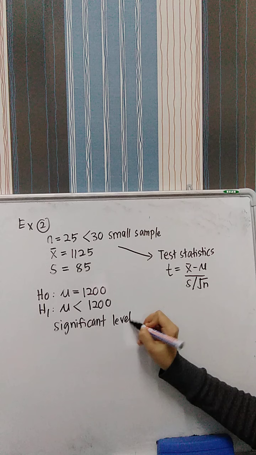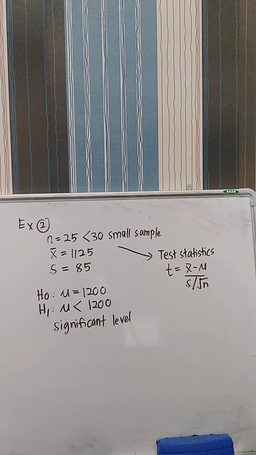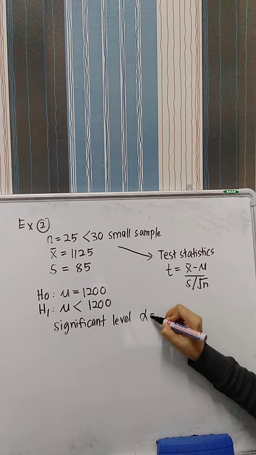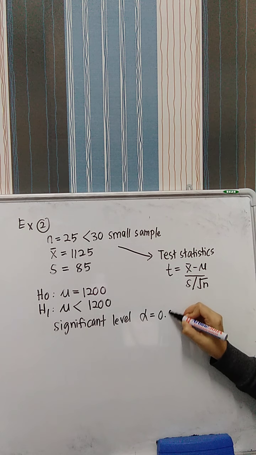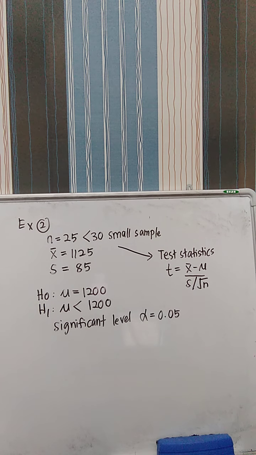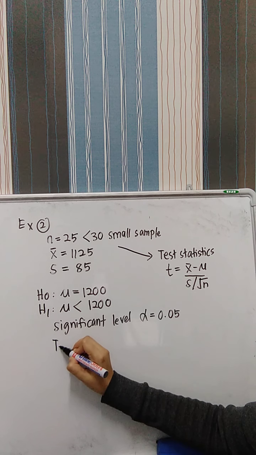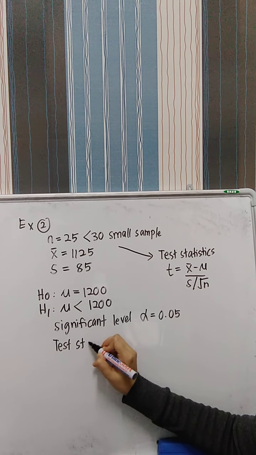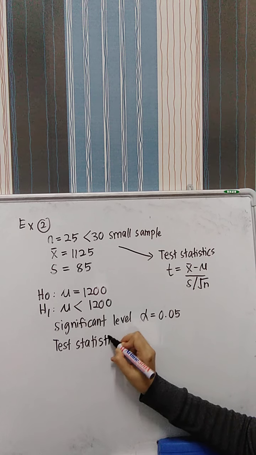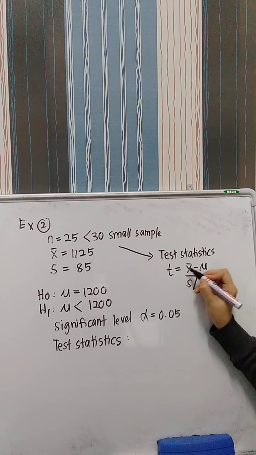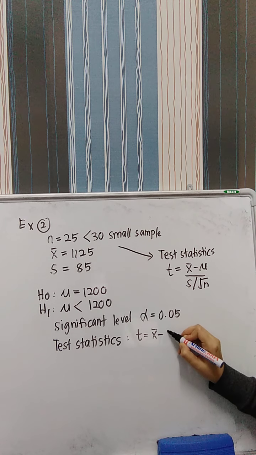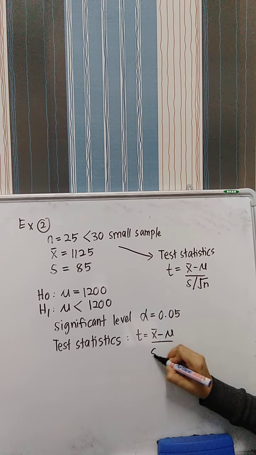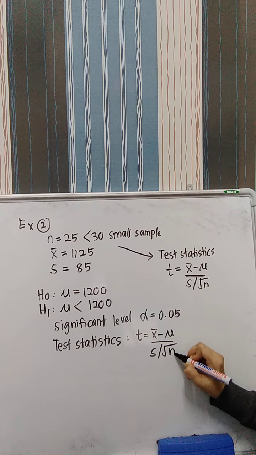Okay, next we write the significant level given. For this example, the significant level given is 5%. So alpha equal to 5 divide 100 is 0.05. Okay, next test statistic. Test statistic, you use here t equal to x bar minus mu divide s over square root n.